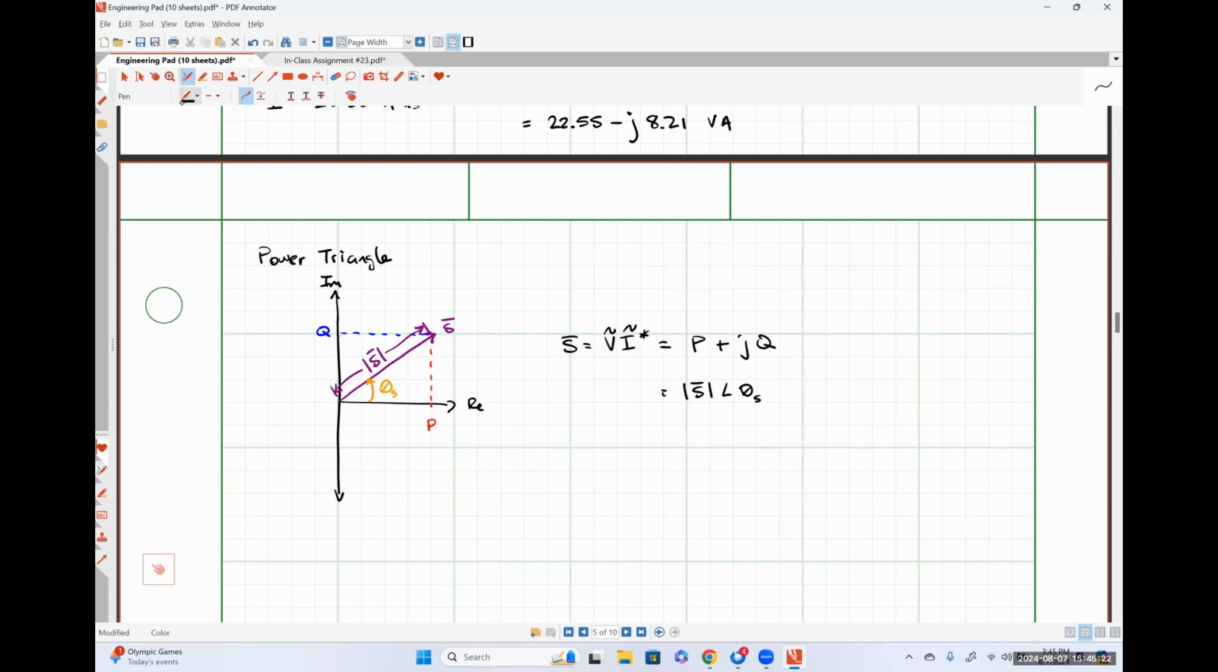So if you can remember this picture, it literally tells you the real part is average power, the imaginary part is reactive power, the magnitude is apparent power, and the angle is the power factor angle. So it's just all of the relationships that we talked about in a compact visual form.